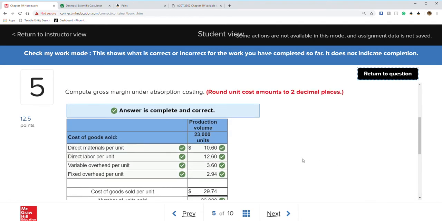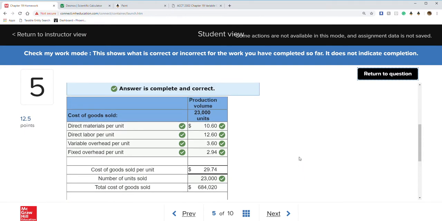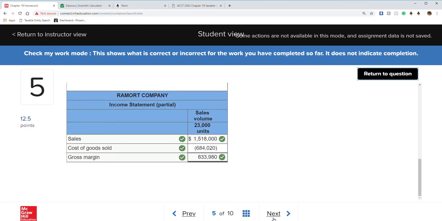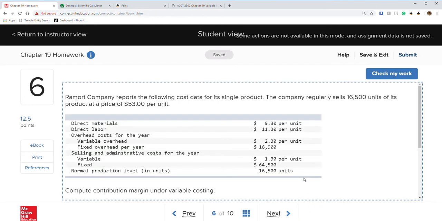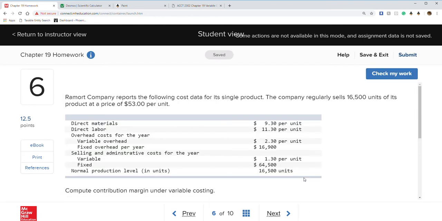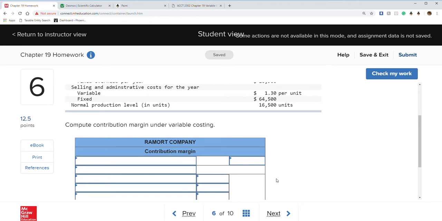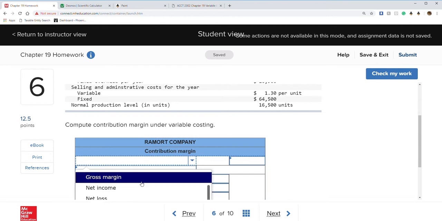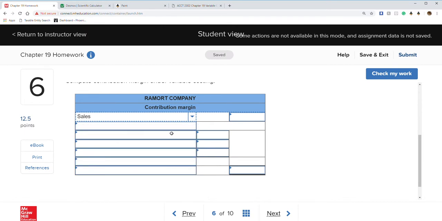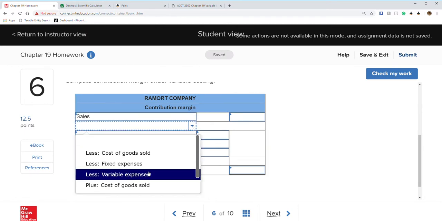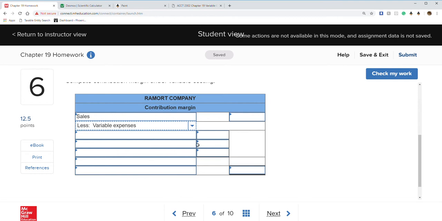Rock on. Now, remember, absorption tends to use cost of goods sold a little bit more when we're dealing with questions, just because of the difference. While variable costing, you're going to have contribution margin for Connect. They like this because contribution margin does not use fixed cost. Remember, this is part of our CVP, and figuring out contribution margin is definitely our sales minus our variable expenses. Okay, so what variable expenses do we have?